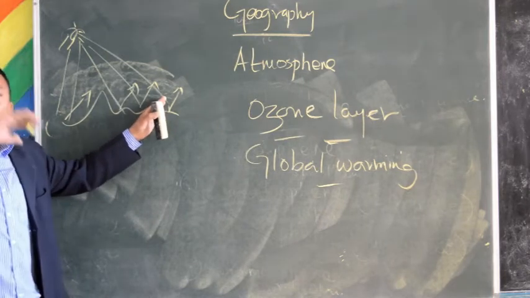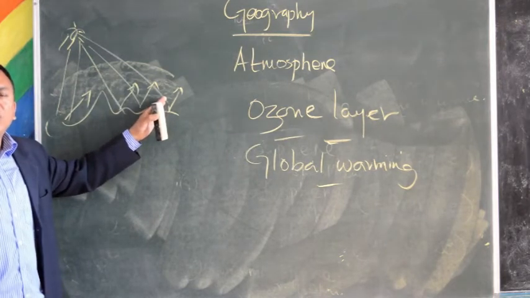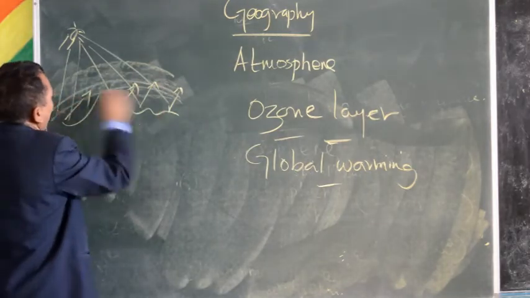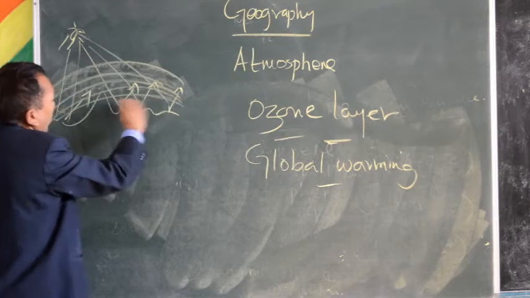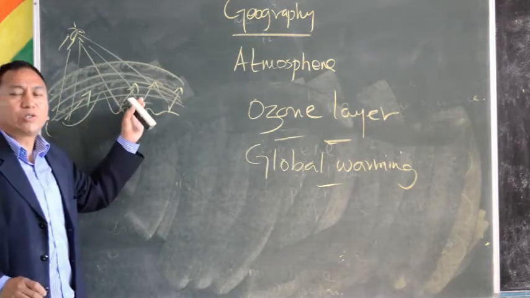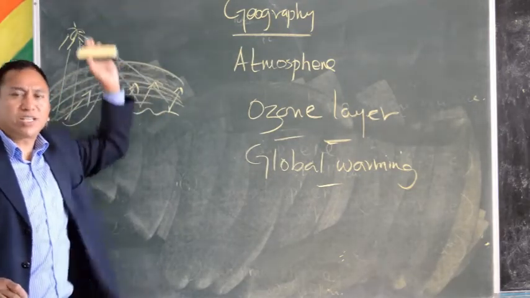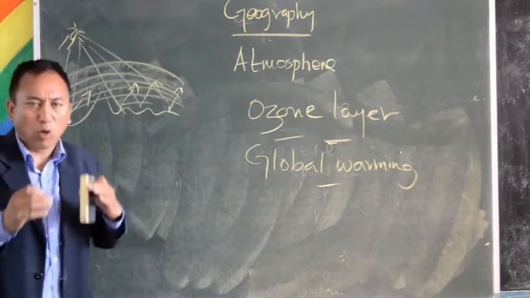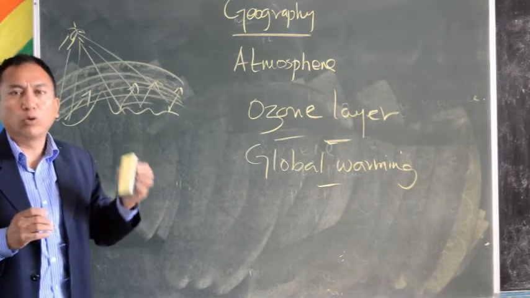But because of the excess pollution, the high pollution that's been caused around the world, what happens is these gases that are there do not allow the heat to fully escape into space, whereby trapping the heat and making the Earth warm. That's how global warming takes place.